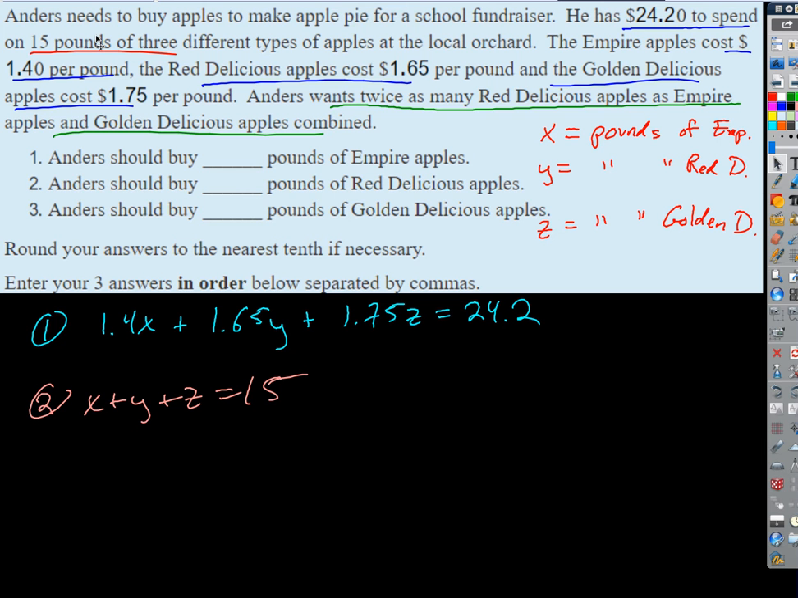Now, what about the last one? The last one's maybe a little bit trickier, and this is where we left off. We want twice as many Red Delicious apples as Empire apples and Golden apples combined. Okay, so the Red Delicious is Y, right? So if this is describing the amount of Red Delicious apples that we want, correct? So we can set this up as a Y equals equation then, right?